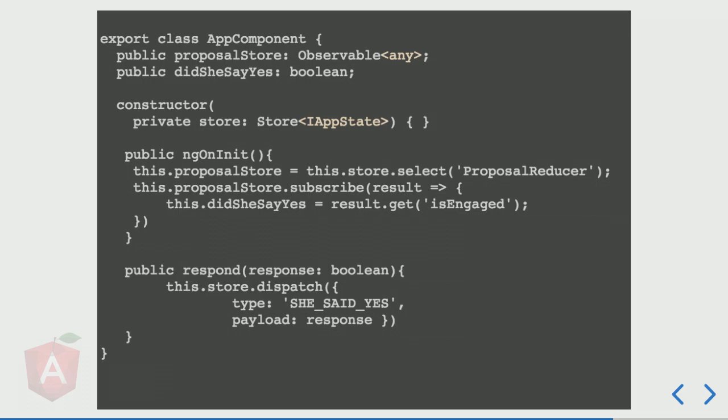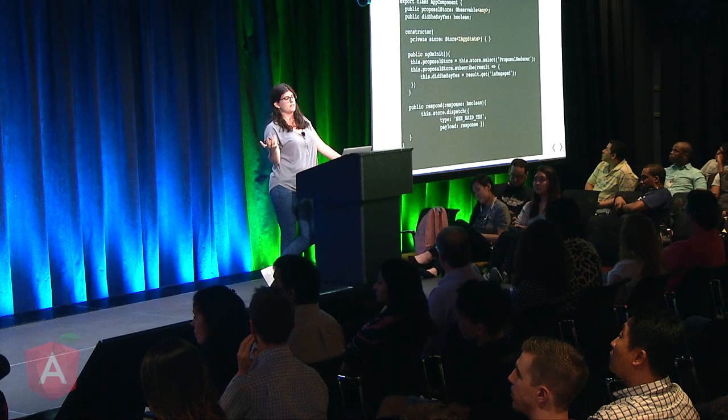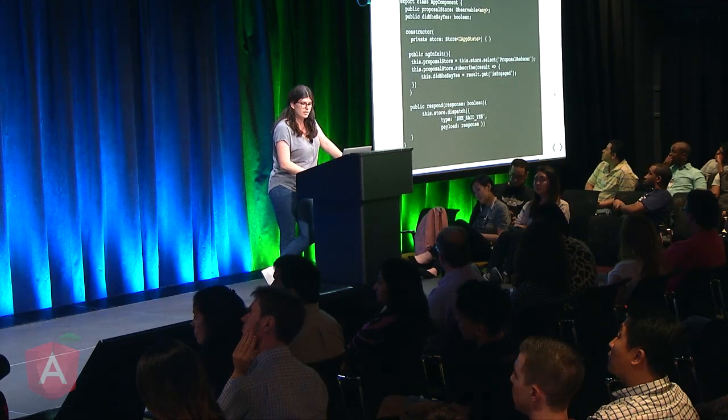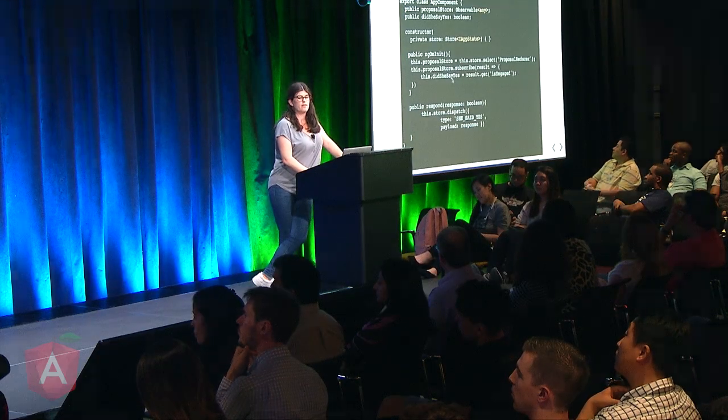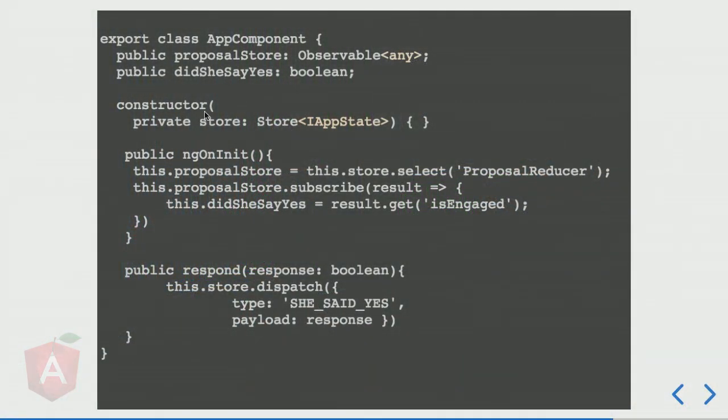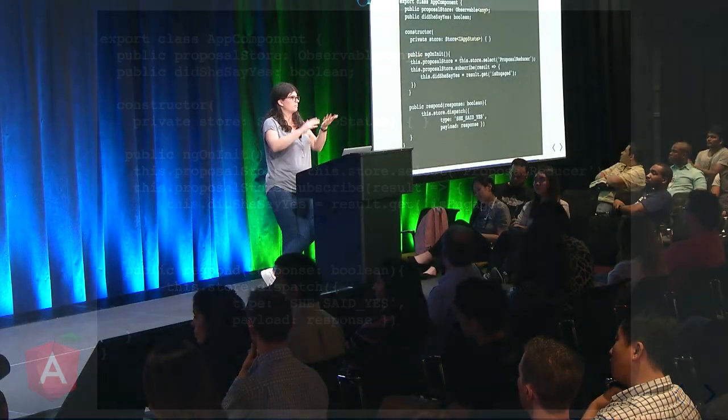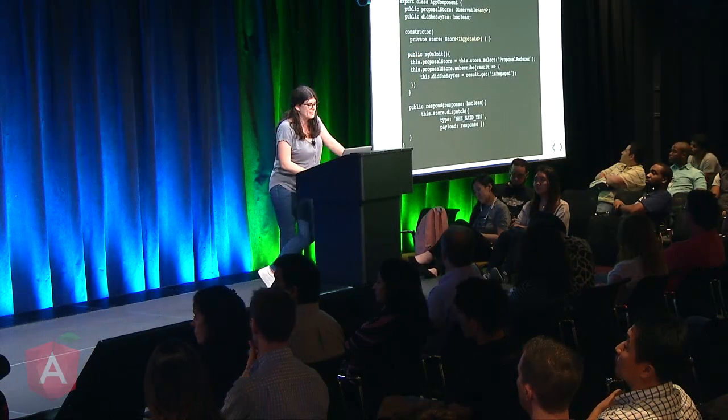And then I'm going to subscribe to my store so that every time something updates in my store, it's going to hit inside here and update the didSheSayYes property in my app component to the isEngaged property in my state. And presumably you'll have that bound to something in your view, updating some lovely image or something.